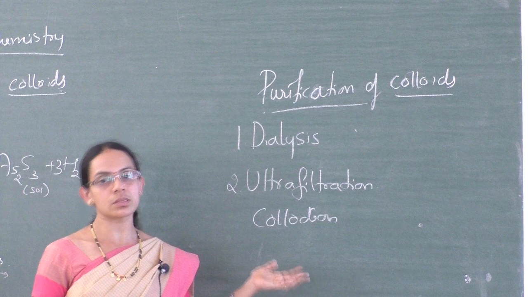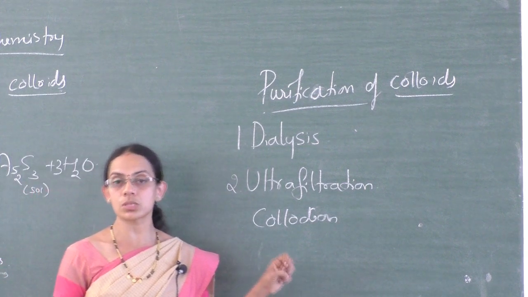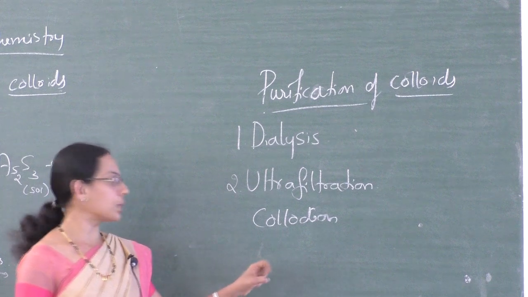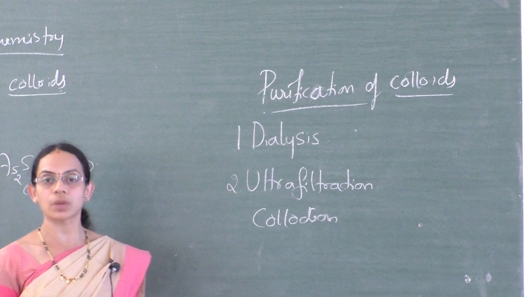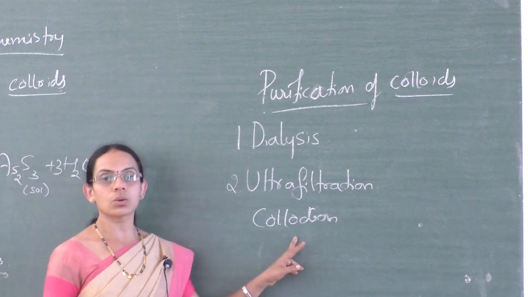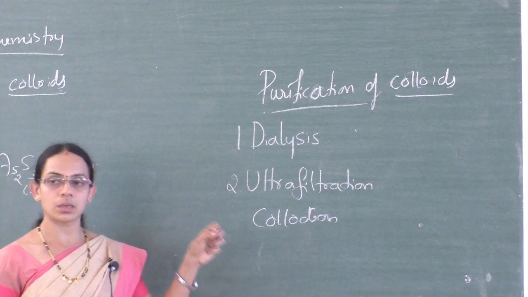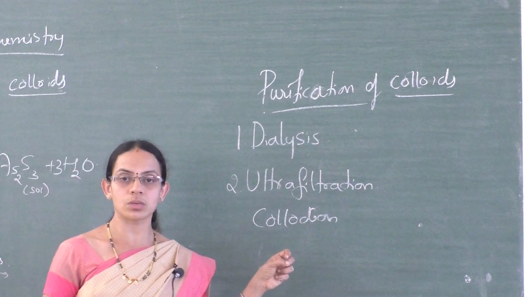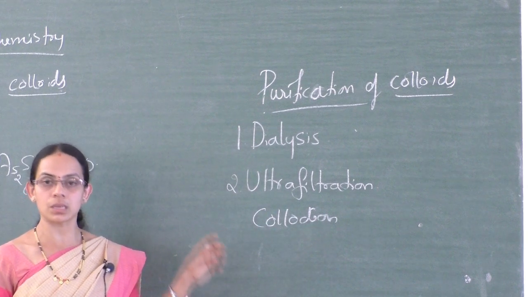Ordinary filter paper can be converted into ultrafilter paper by reducing the pore size of the filter paper by dipping it in collodion solution. It is a 4% solution of nitrocellulose in alcohol and ether. Then it is removed and hardened by using formaldehyde, dried, and now the ultrafilter paper is ready.